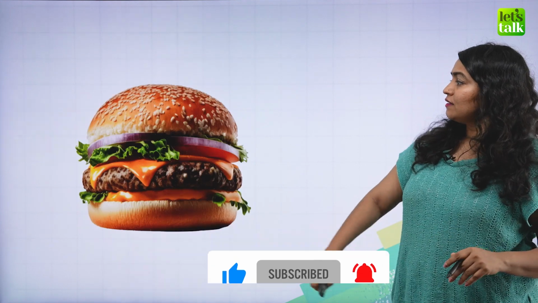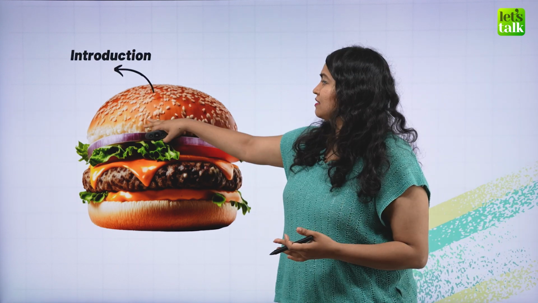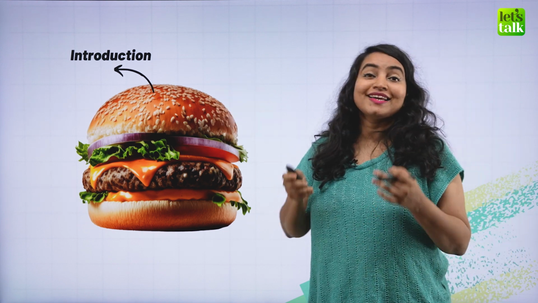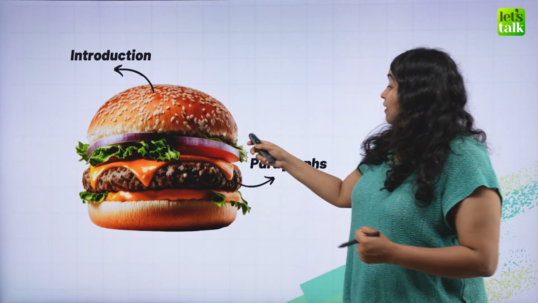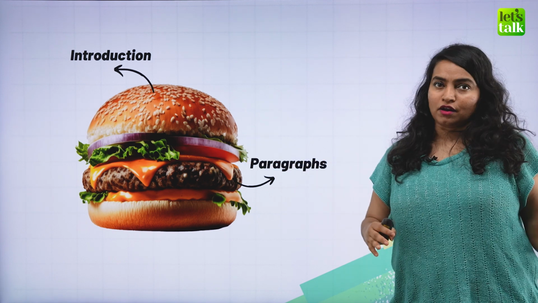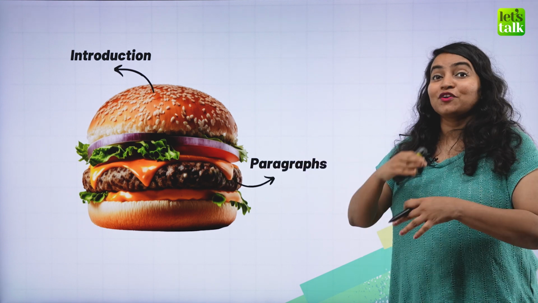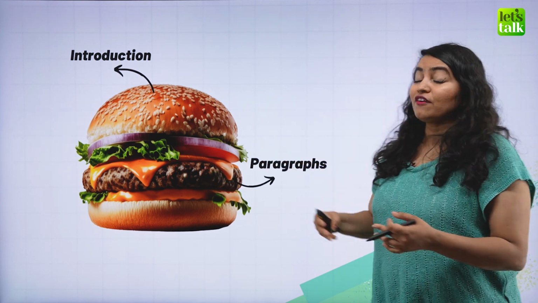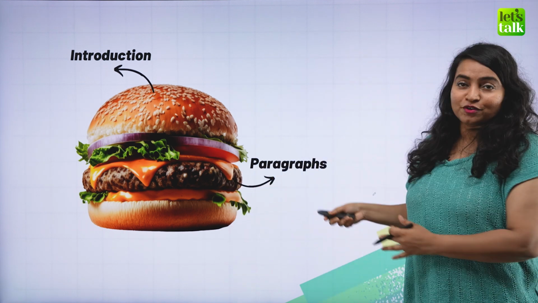So as you can see, this is a cheeseburger. We all know what that is. The first part of the cheeseburger is typically the bun, which in this case is going to be the introduction of our presentation. Then we have the various paragraphs. I've just put in one patty over here, but there are many patties in the burger, and we have several paragraphs, several parts of the content.